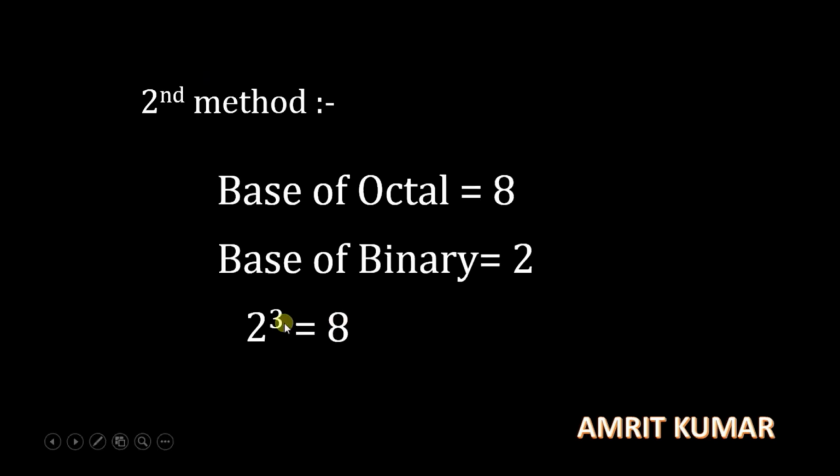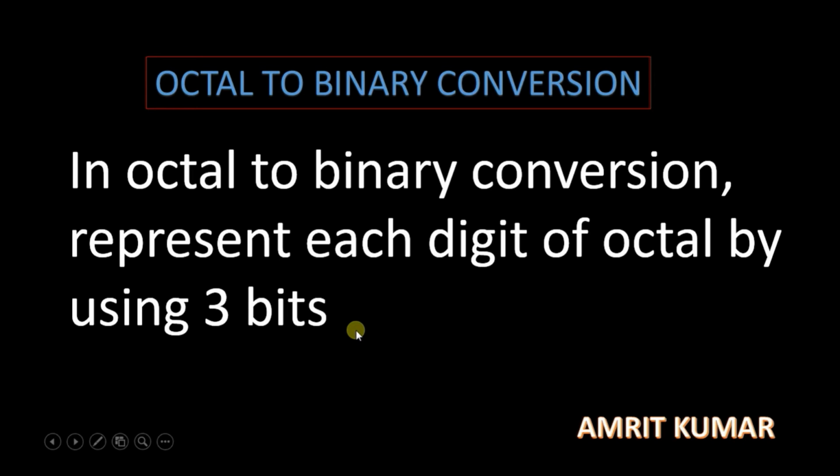Here you are seeing that it is represented by 3 bits, because 2 to the power 3. So this is a bit, and we can say that it represents the bits. In octal to binary conversion, each digit of octal is represented by using 3 bits. That is so important. If you want to consider one digit, then you have to consider 3 bits of it. And that is so simple.